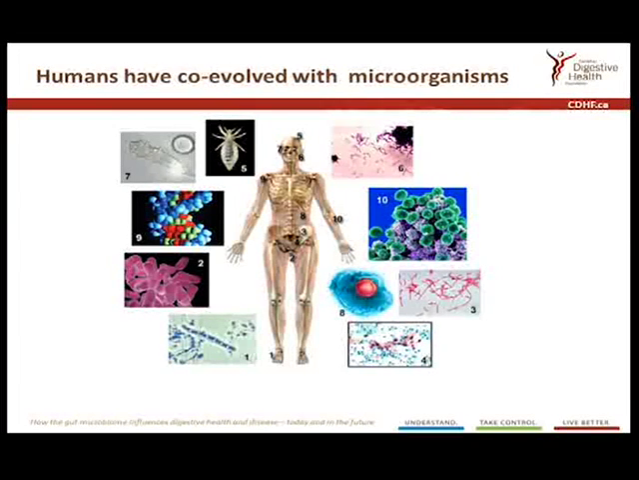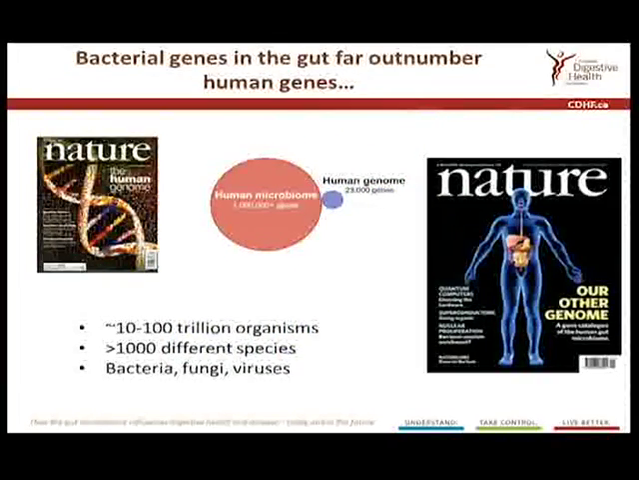So as you've just heard, we co-evolved with microorganisms. They are all around us, we are part of them, they are part of us. And bacterial genes really far outnumber the human genes. If you look at that tiny little blue dot, that's a human genome, 23,000 genes. If you look at that very large dot, that's the human microbiome, 100 million genes in there, far outstripping whatever we have.